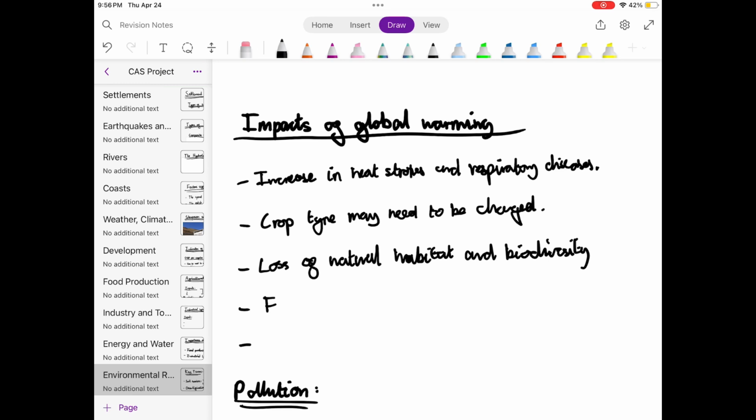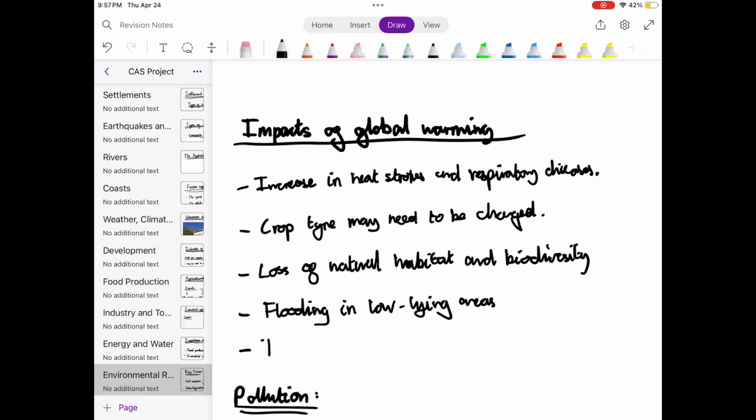Another impact is flooding in low-lying areas, and this is because increased average global temperature caused by global warming causes ice glaciers to melt, and therefore causes the sea level to rise, and this can place adverse effects on low-lying areas, and therefore can have negative impacts on the societies that live in those areas.